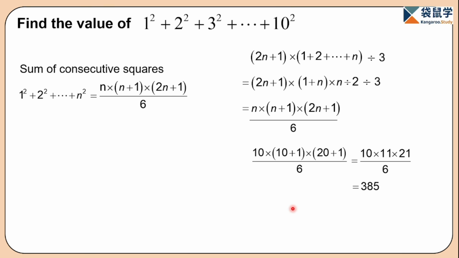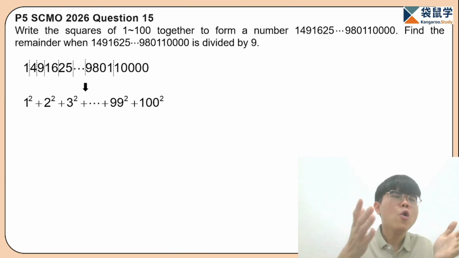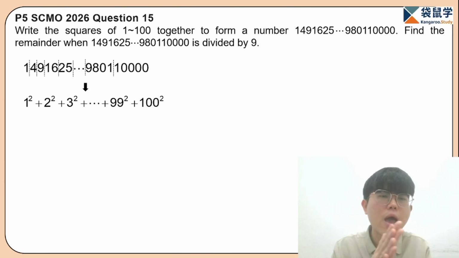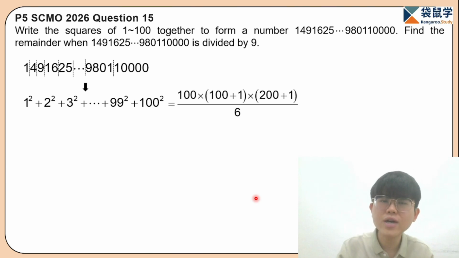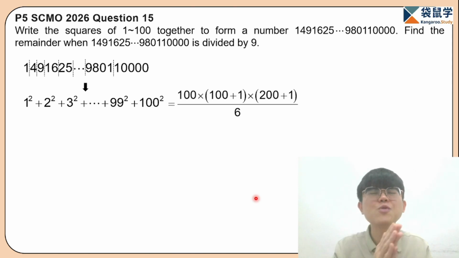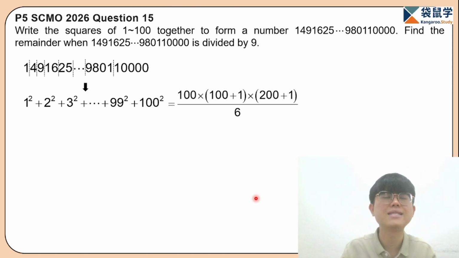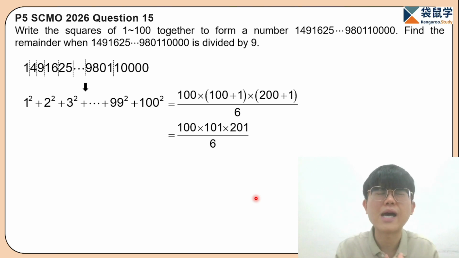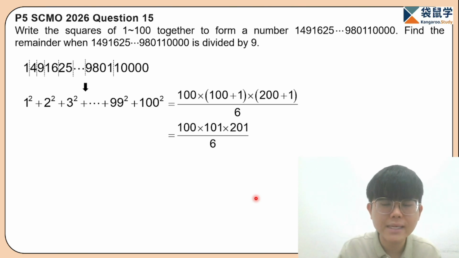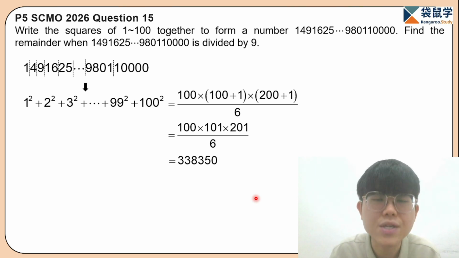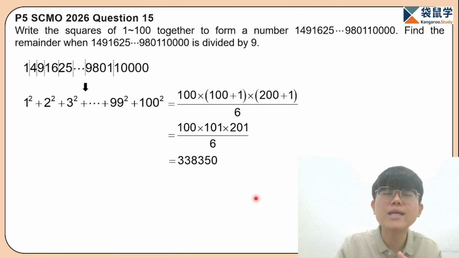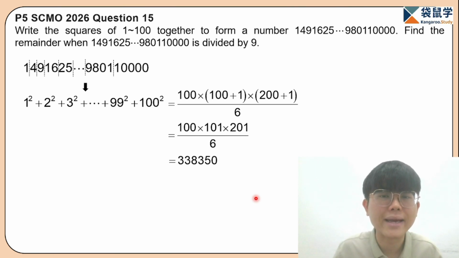Alright, now that we have learned about this formula, we can go back to our question. So we said that we have to add up from 1 square until 100 square. We can directly apply the formula. We have 100 times 100 plus 1 times 200 plus 1 divided by 6. Then we will have 100 times 101 times 201 divided by 6, and you will get this answer, 338,350. But you still have to check whether this summation can be divided by 9.